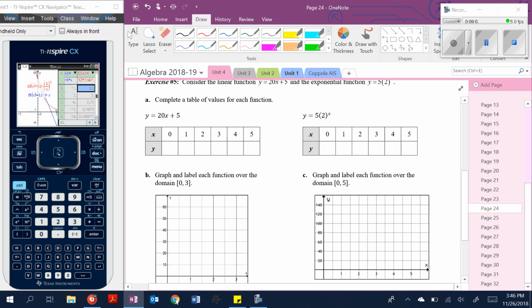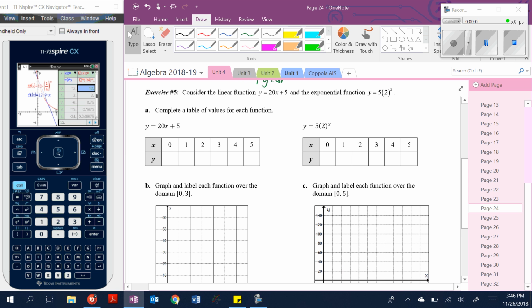Okay, exercise number 5. Here we go, rock and roll. We have 2 functions. We have a linear function and we have an exponential function on the right. Okay, what is my y-intercept for my linear? Well, I don't even think I need a calculator for this. It starts at 5, right? There's my initial value, and then we're adding 20 every single time. So 25, 45, 65, 85, 105. Did I do that right? Yeah, 20 times 5, 100, plus 5.